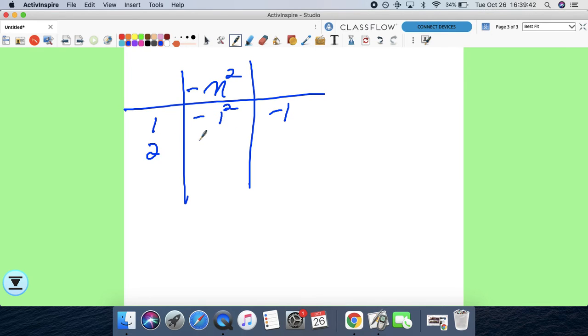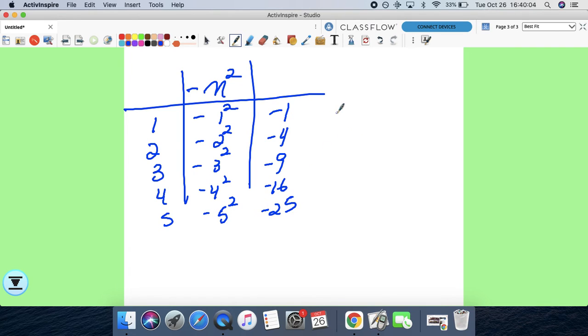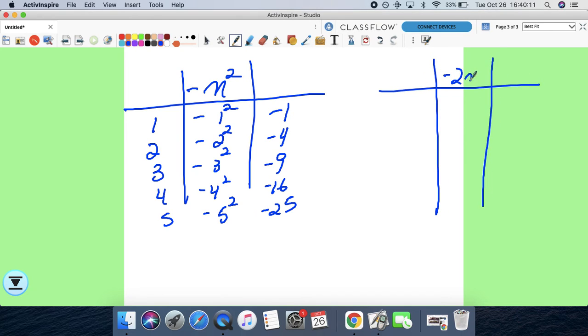2 is just 2 squared, which is 4, but because of the minus sign there, we get negative 4. 3 would be 3 squared, 9, and with the minus sign, negative 9. 4 would be negative 16, and 5 squared is going to be 25, and as a negative gives us negative 25. The second one, and I'll maybe do it on the side, is negative 2n squared, negative 2 times n squared.